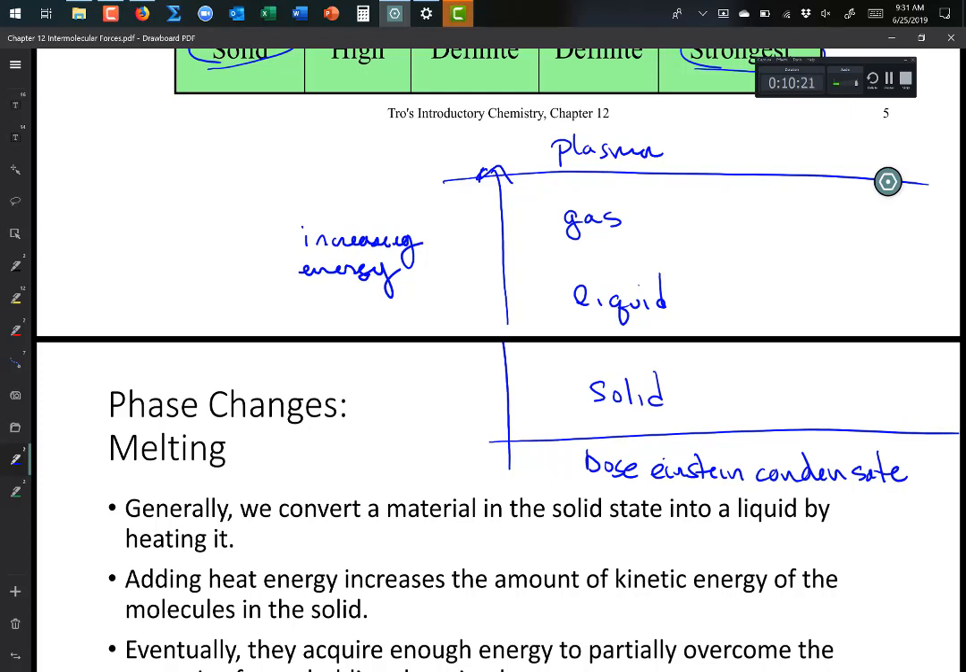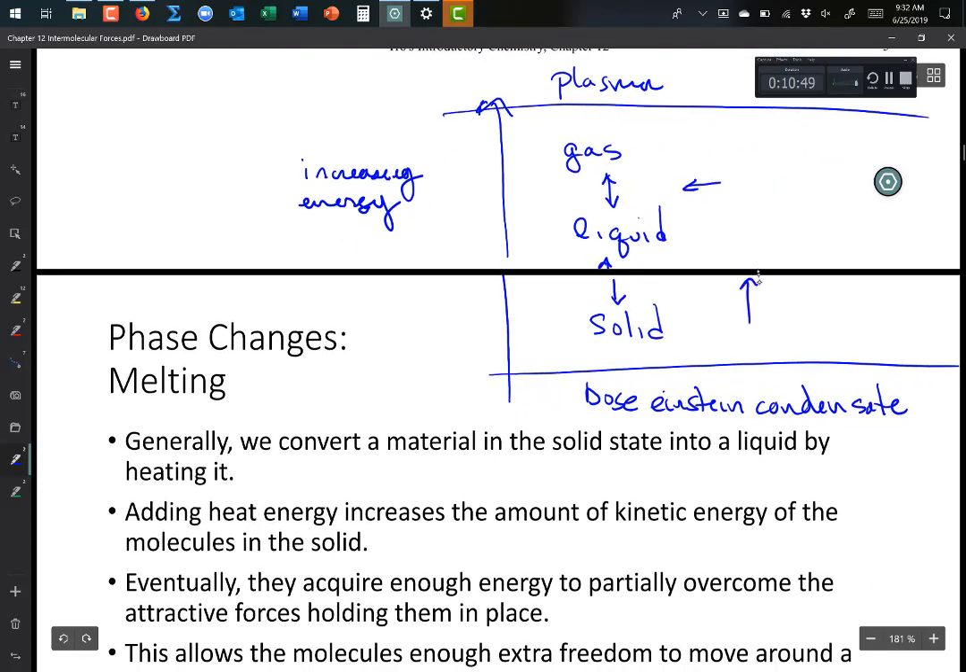Okay, so that's increasing energy. So going between a liquid and a gas, and a liquid and a solid, those are what we typically refer to as changes of state. Okay? Now, for melting, what is melting? That's the transition going from solid to liquid, right? So I'm going to go like this. From here to here, that's melting.